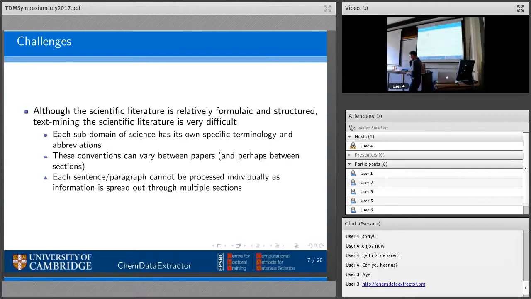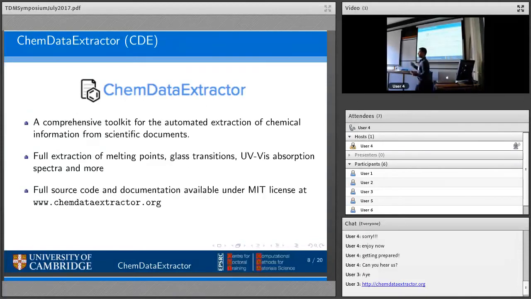So hopefully that motivates why we need a tool like ChemDataExtractor, which is a comprehensive toolkit for automated extraction of chemical information from scientific documents. What that means is that given scientific papers, we can extract things like melting points, absorption spectra, glass transition temperatures, and many more chemistry properties, in a way that is completely structured and suitable to be placed into a database. As a side note, full source code and documentation are all available, completely open source, on ChemDataExtractor.org.